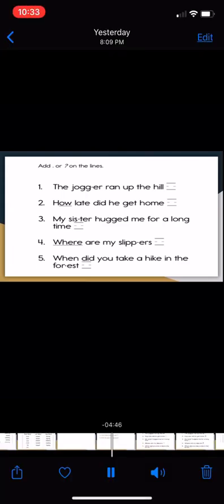Last one. Vern cracked the eggs. If it's a statement, touch your nose. If it's a question, touch your head. If you're touching your nose, you're correct. It's a statement. If you don't have this paper printed out, have your parent write down the sentences for you. Then you can add the correct punctuation mark at the end.